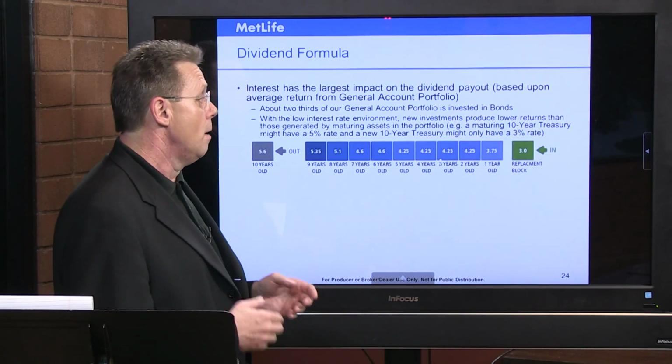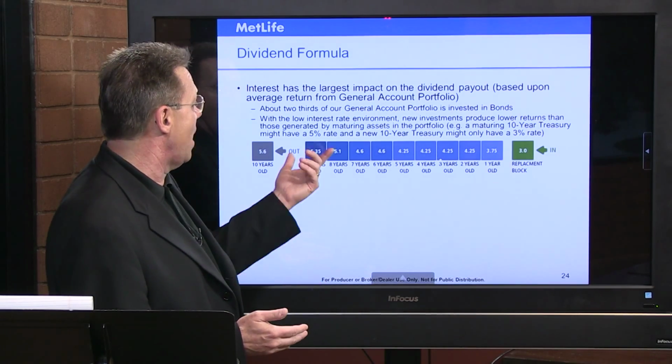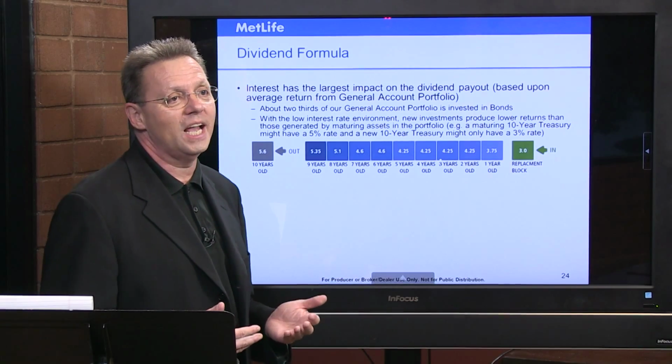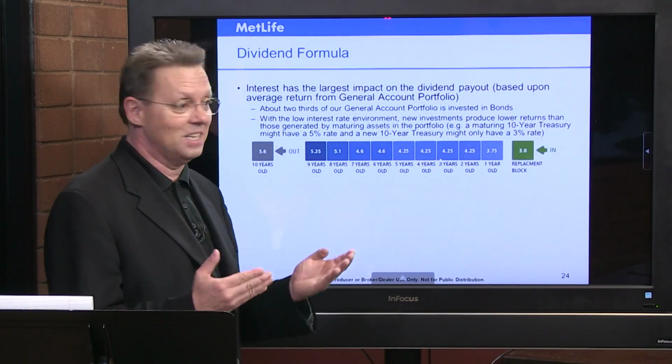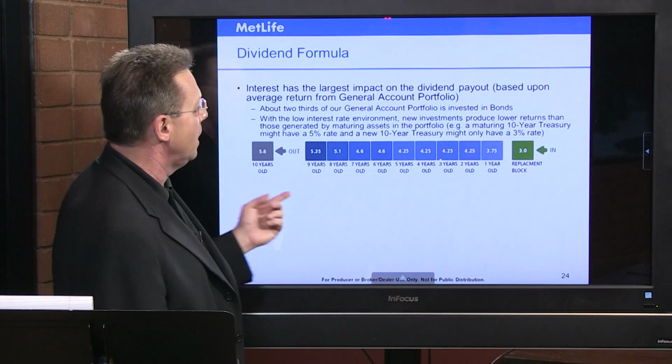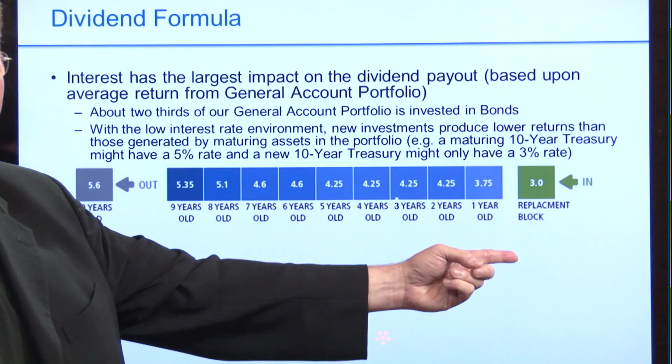For example, maturing 10-year treasuries might have a 5% rate and a new 10-year treasury might have 3%. I would use the word today, the word might is probably it is. Now when you look at that, that means that your older stuff is 5.6%, the replacing block is 3.0%.